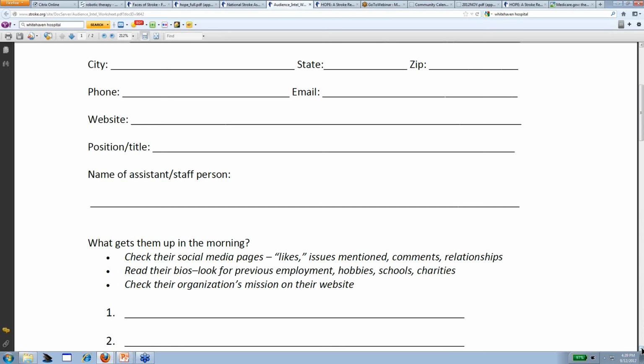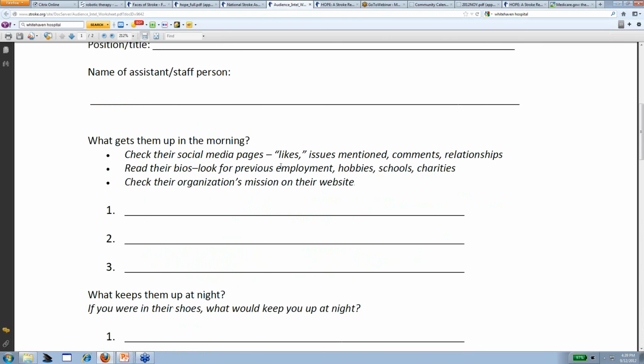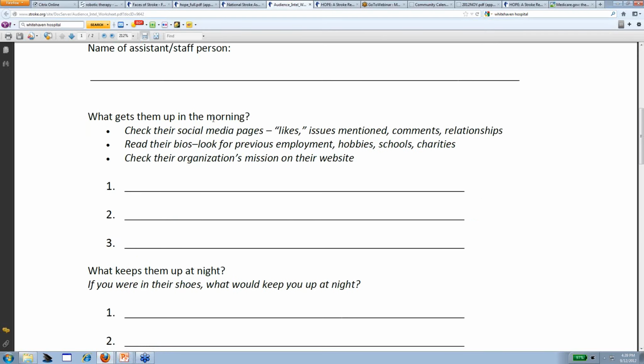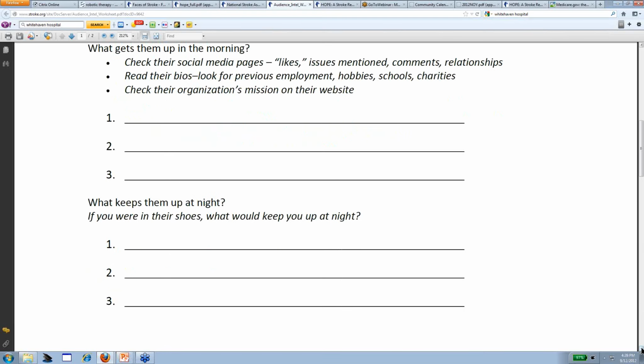Basic contact information, if they have an assistant or staff person. And three key questions that you might want to try and answer here. What gets them up in the morning? If you found a particular nurse or a doctor, check to see if you can find their social media pages. Even if it's an individual who is a claims adjuster at an insurance company or a researcher, obviously you don't want to make them feel uncomfortable, but it's good to learn a little bit about them. Get some of their bios, previous employment, etc. Check their organization's mission on their website. Put some of that information down.